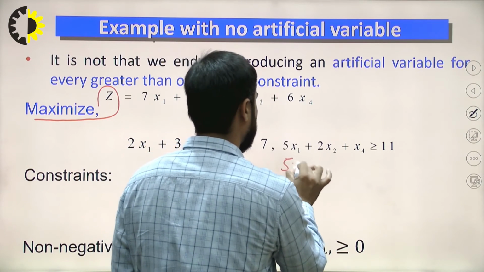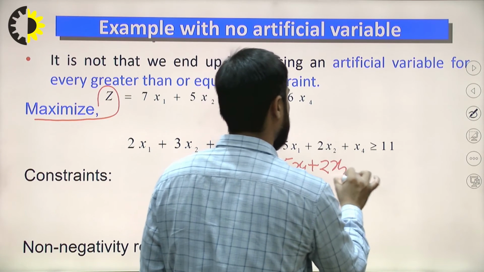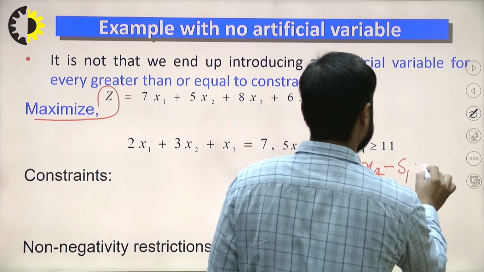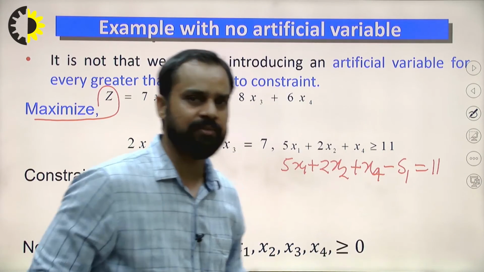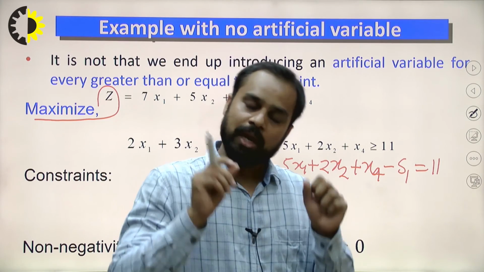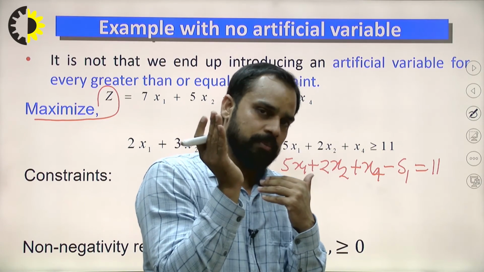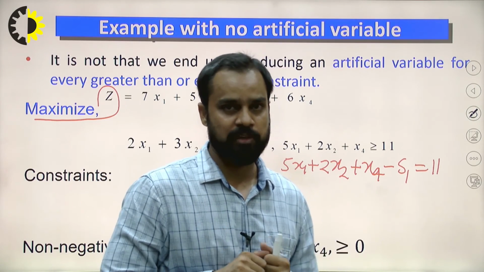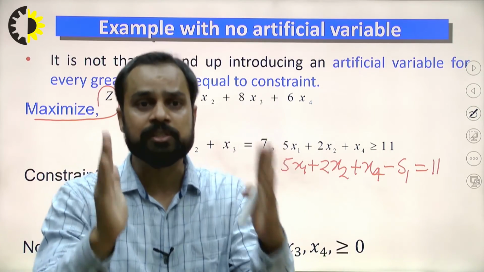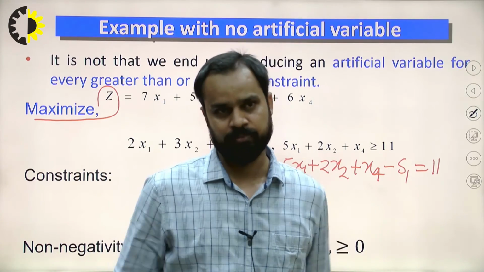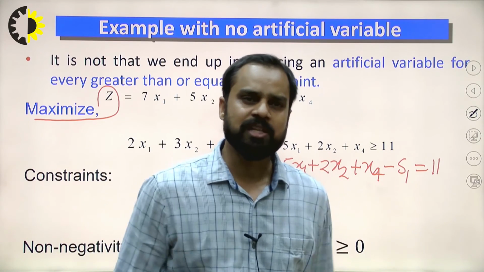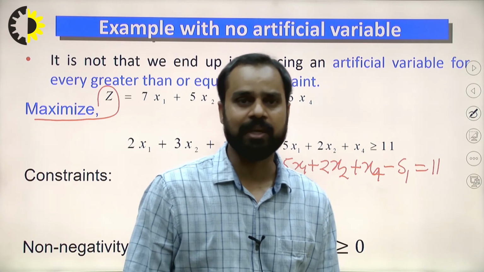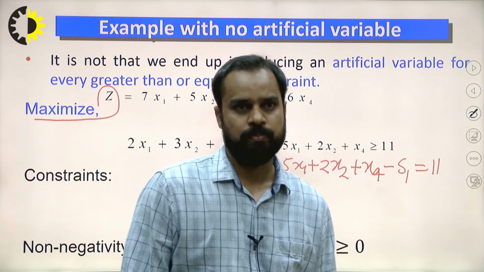And this is 5x1 plus 2x2 plus x4, and it is a constraint of greater than type, so minus surplus variable is equal to 11. I am also not introducing any artificial variable here. Always try, if the constraint is of greater than type or equal to type, if possible, without introducing any artificial variable, to find out the initial basic feasible solution. Go for it. Because by introducing an artificial variable, you are just increasing your calculation. In every iteration, you have to fulfill the task. Right?